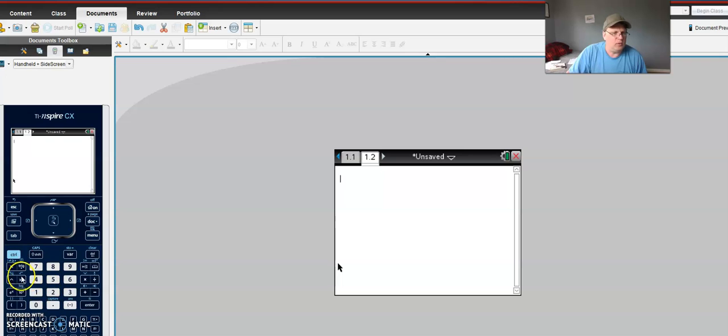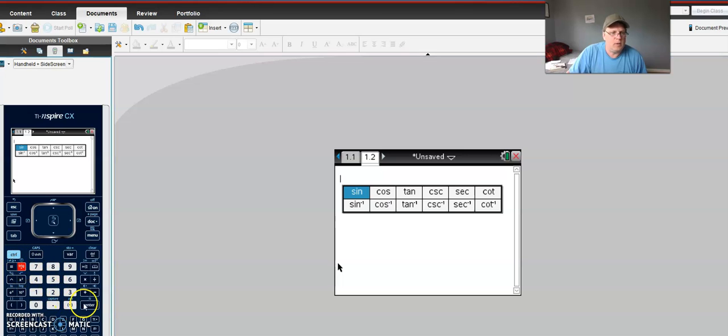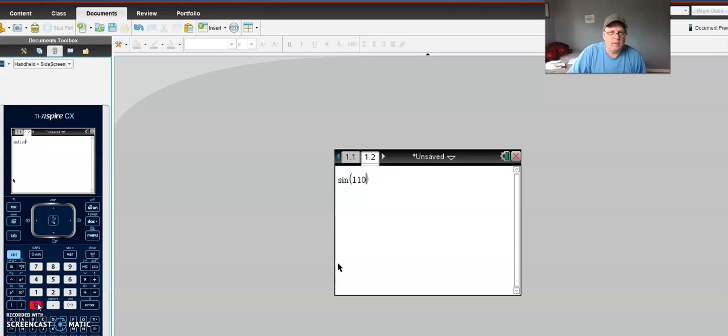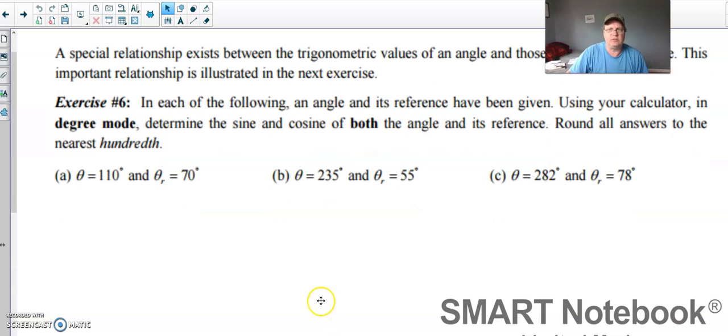So then we go again, we'll do sine of 110, and that's 0.94. Okay, so you have the hang of it. If you want to use your phone to do these, that's fine. If you want to use the calculator to do them, that's fine. I'm just going to write in the answers to them.